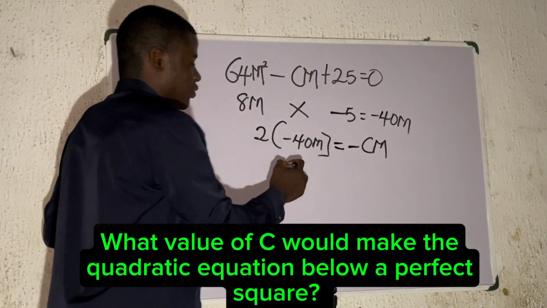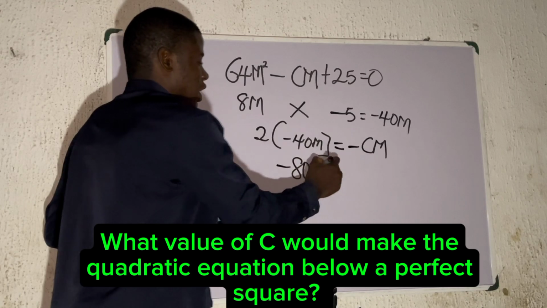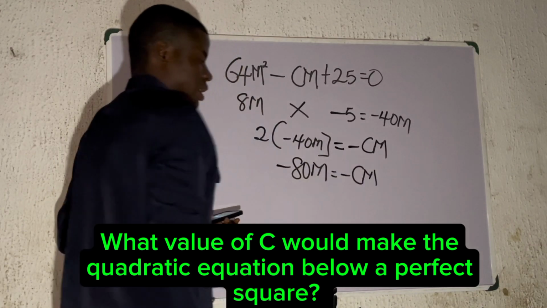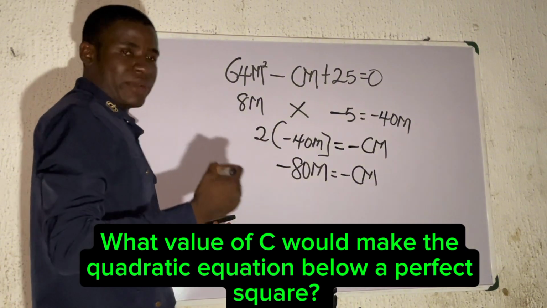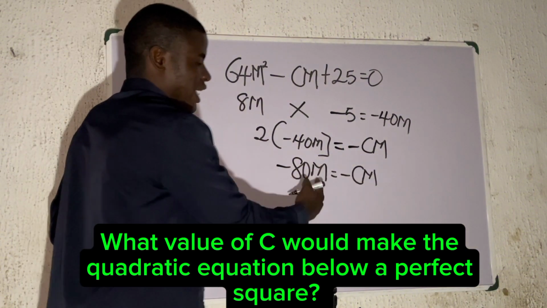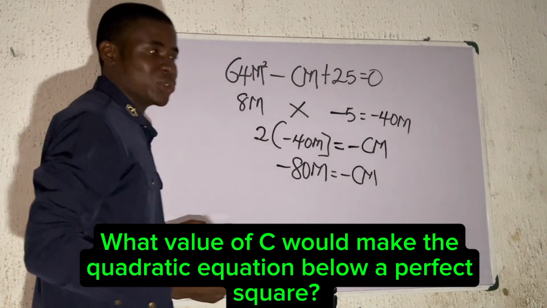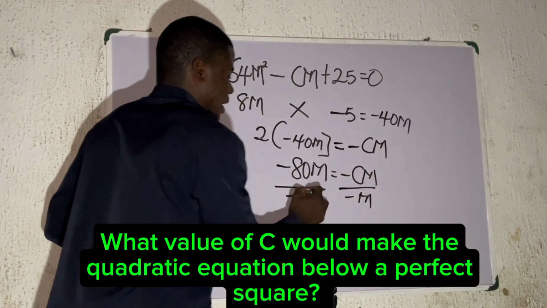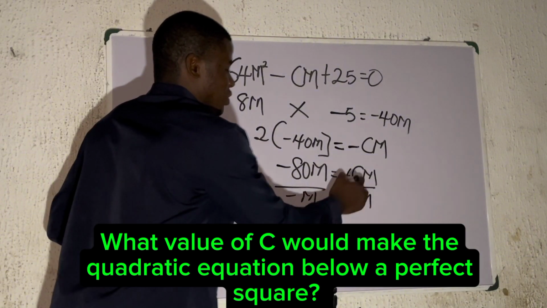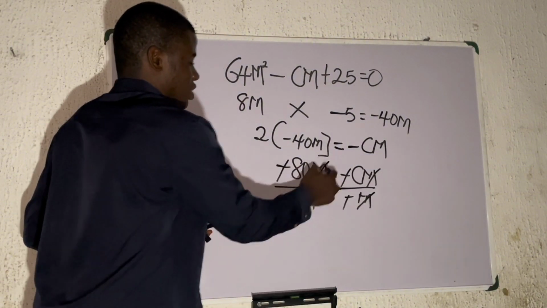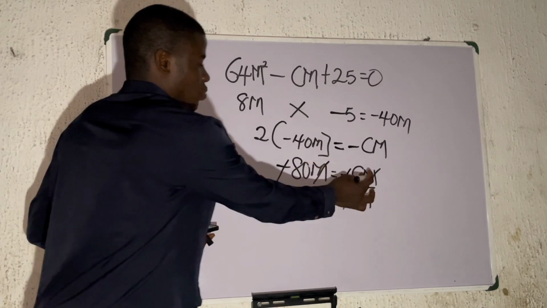2 times minus 40m is minus 80m, which equals minus cm. Does it make sense? If I relate, minus goes to minus, 80 goes to c, m goes to m. Or if I want to solve it very well, I'll divide both sides by minus m. Minus cancels minus, m cancels m. So we can see that 80 is equal to c.